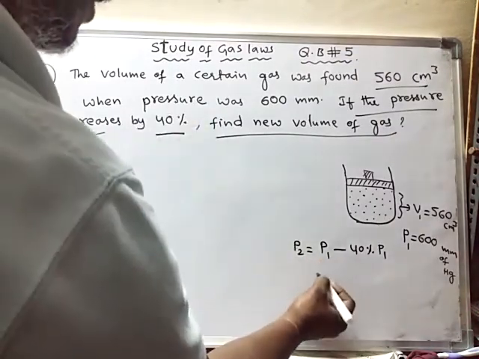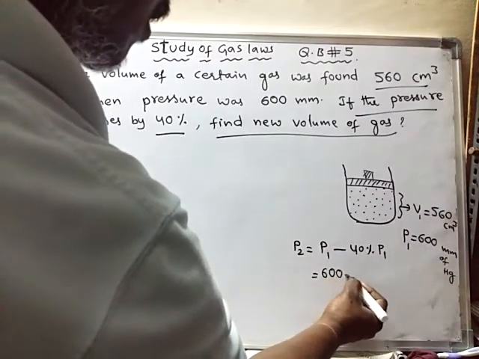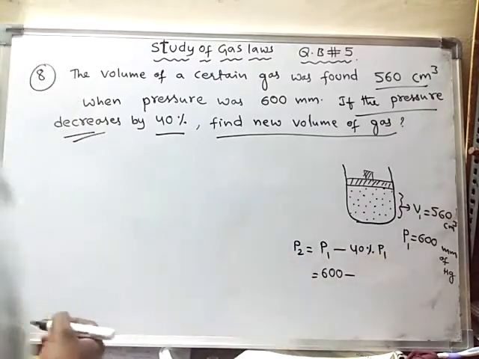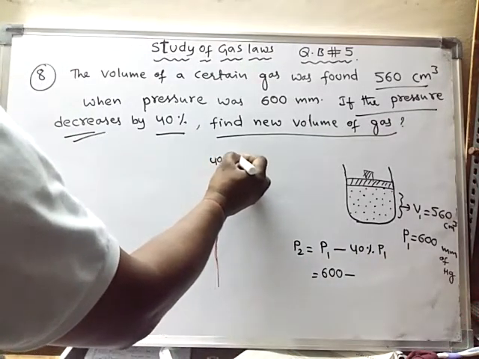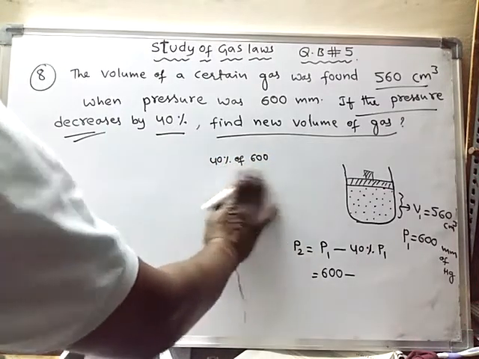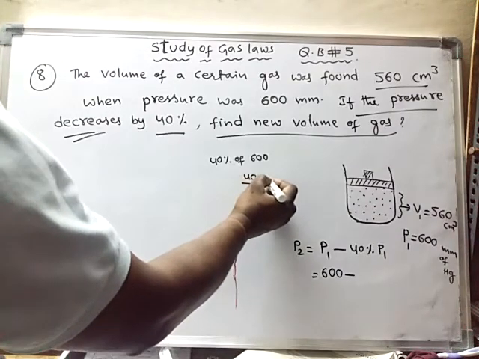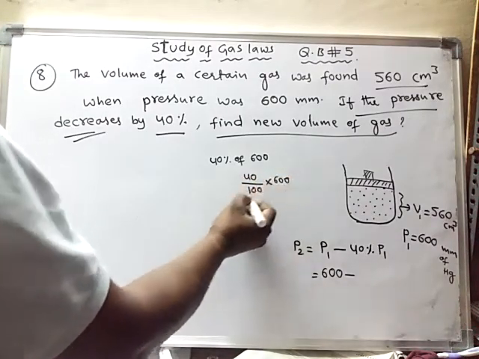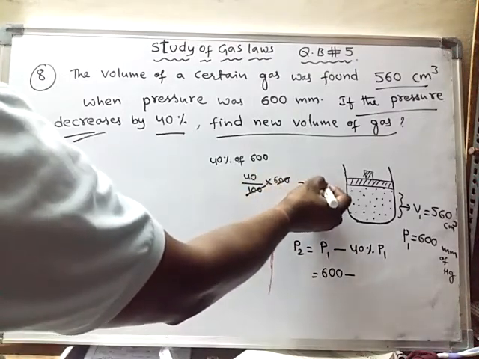So what is the initial pressure? Initial pressure is 600. 40% of 600, how much? 40% of 600 means 40 by 100 into 600. So how much will it be? 6 4 is 24. It will be 240.